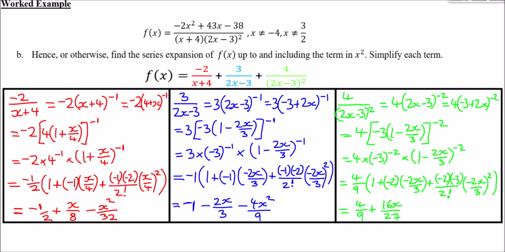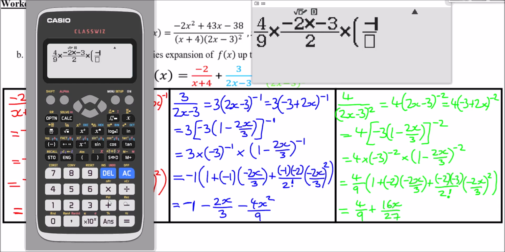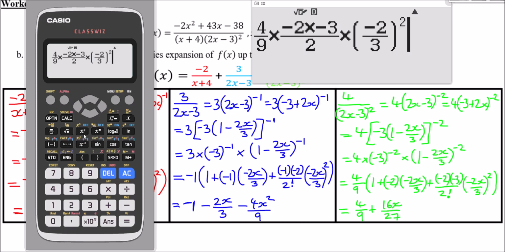And this final one, again, is going to be a calculator thing. So we've got 4/9 on the outside there. We're going to multiply that by minus 2 times minus 3, all over 2 factorial, which is just 2, multiplied by this fraction here, minus 2/3 squared. And that drops out as 16 over 27, again weirdly. So that's 16 over 27 x squared.